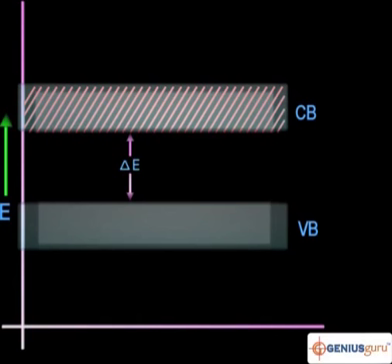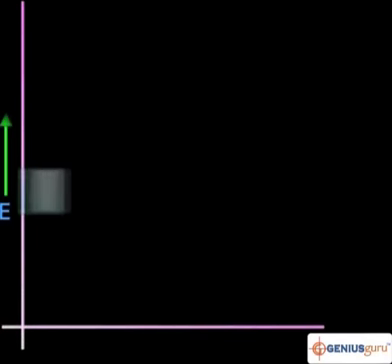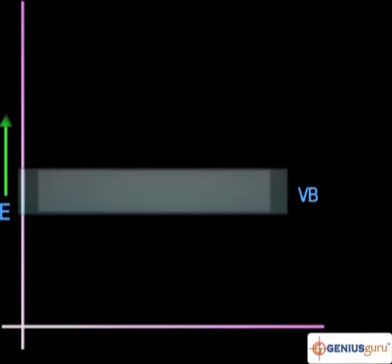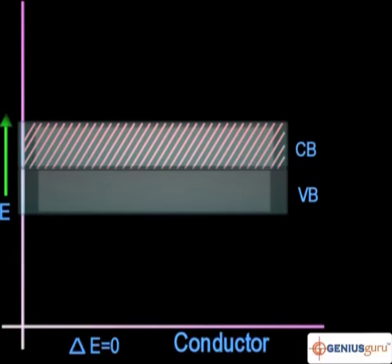Based on band theory of solids, solids are classified as conductors, semiconductors and insulators. As you are seeing in the figure, in conductors, if the conduction band and valence band overlap one over the other, then such substances are called conductors. Examples: metals.